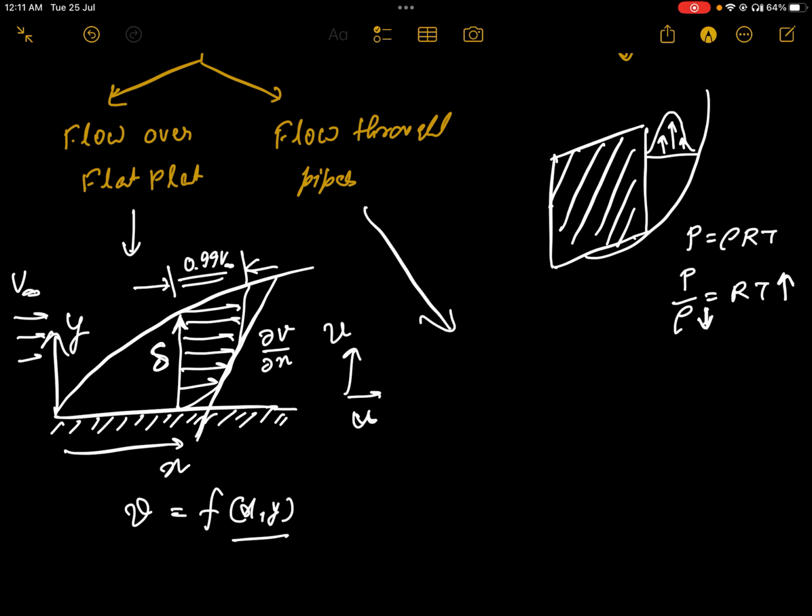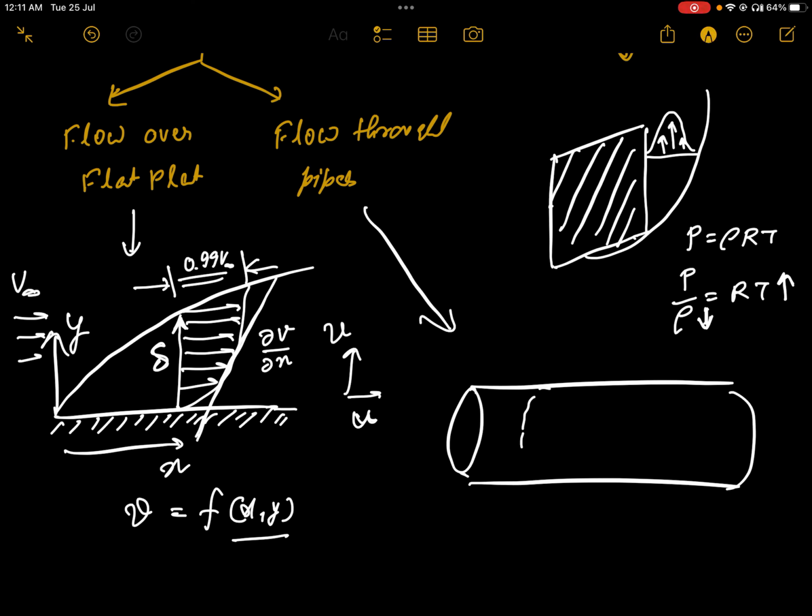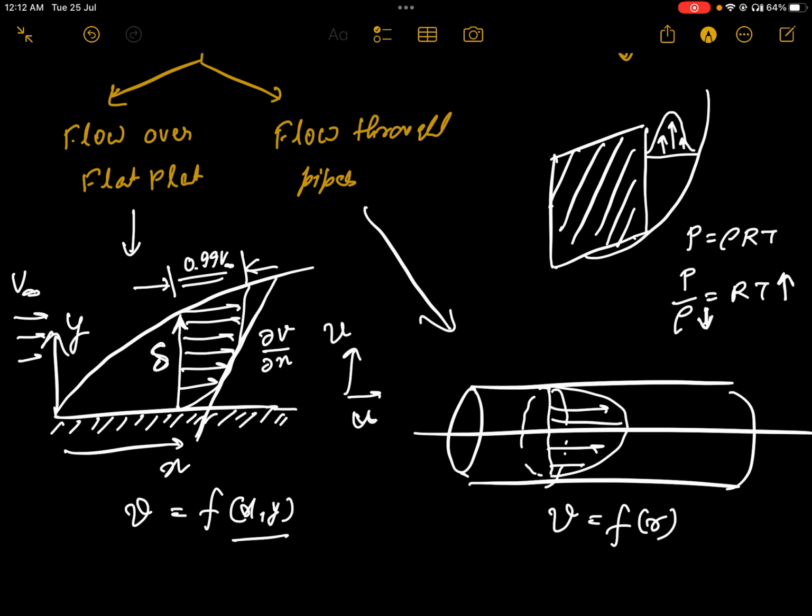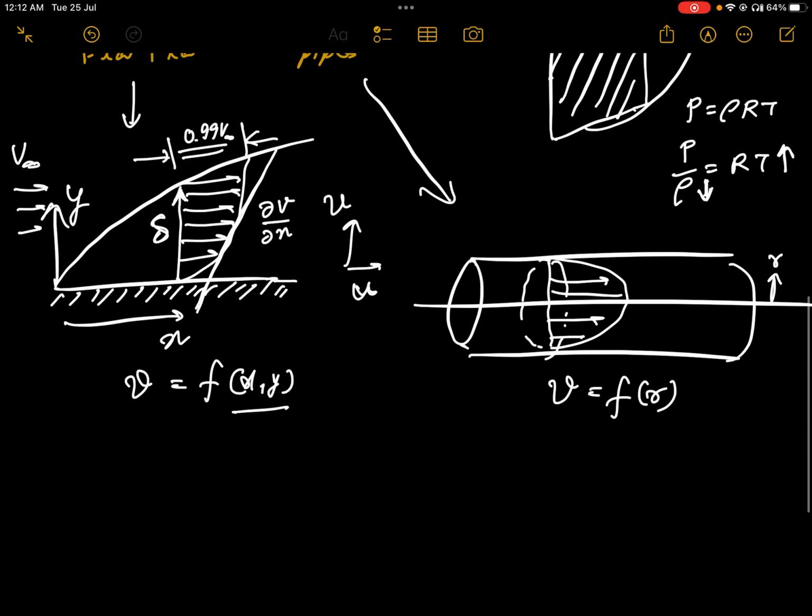If I talk about the flow through pipes, let's say we have a pipe. Let's say we have taken a cross section here. The velocity profile will again be parabolic, and the velocity here will be a function of radius. This is the radius, and if we want to find out the mass flow through it, that will be rho pi r square V mean kilogram per second. From this equation we can find out the velocity.